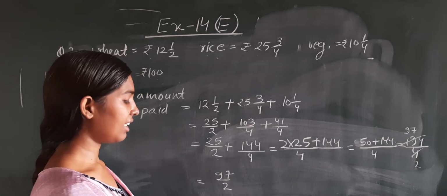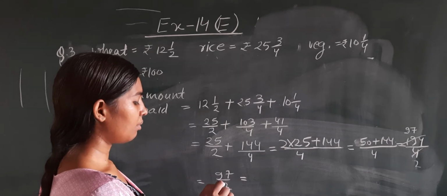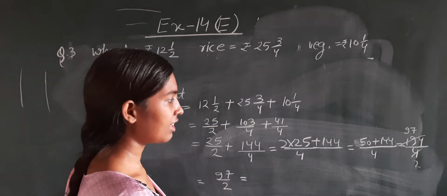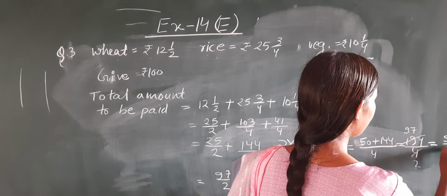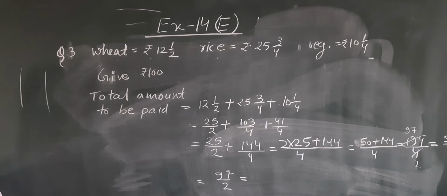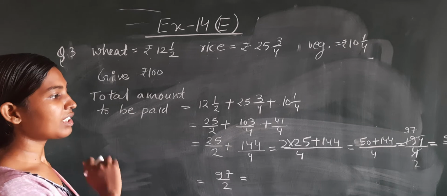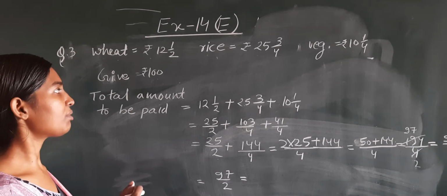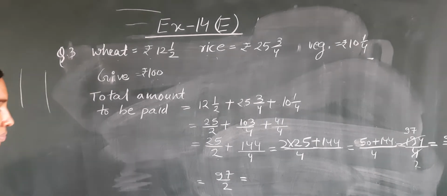One more thing: this is improper, so you would convert it into a mixed fraction, but this time I will not, because one more subtraction is left. So 97 by 2 is the answer. So how much do I have to pay in total? Total I have to pay 97 by 2 rupees. I gave a 100 rupees note and 97 by 2 rupees has to be deducted, so how much money will he return to me? So I will now find out the remaining money.